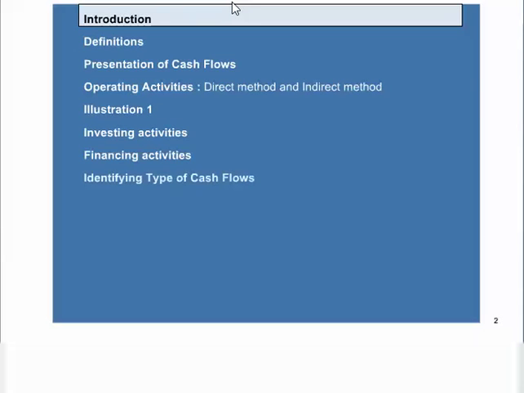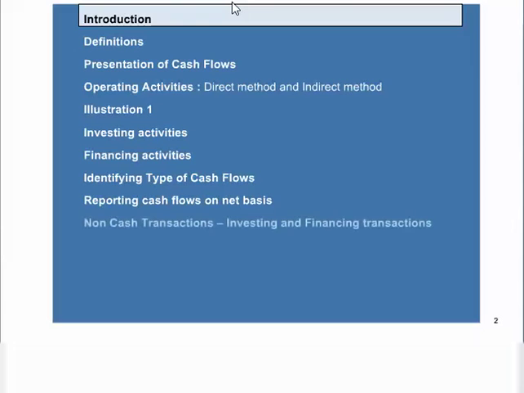Then we will quickly discuss identifying type of cash flows, how our various cash flows are required to be identified into either investing, financing or operating activities. They are broadly certain examples. Then we'll do reporting cash flows on net basis, whether cash flows can be reported on a net basis or not. Then we'll do non-cash transaction, how non-cash transactions are required to be disclosed. Then we'll understand presentation of certain special items.